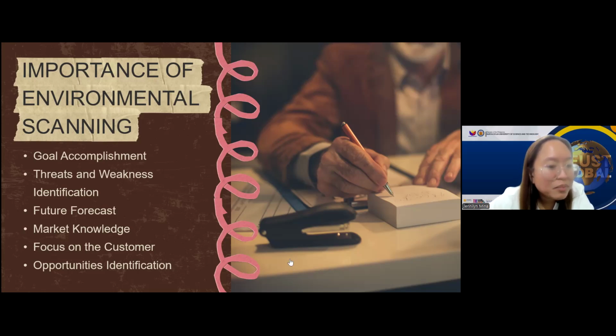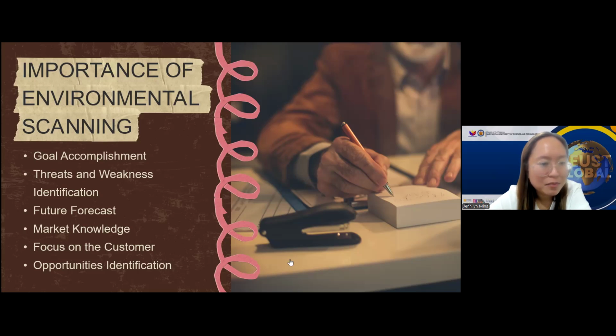A traditional brick and mortar bookstore might identify online retailers like Amazon as a threat, because this awareness allows them to develop strategies like offering unique in-store experiences or faster delivery options to compete in the market.